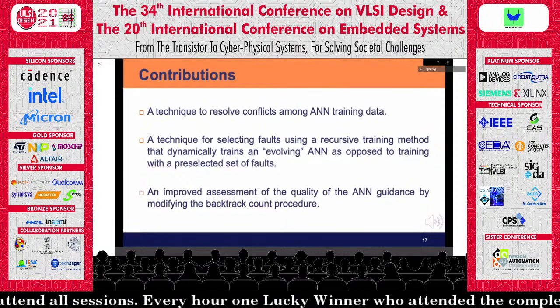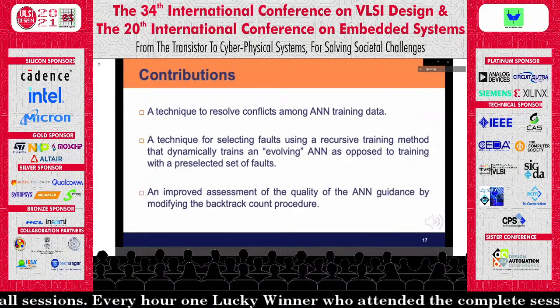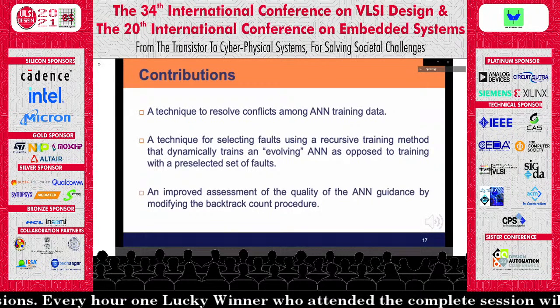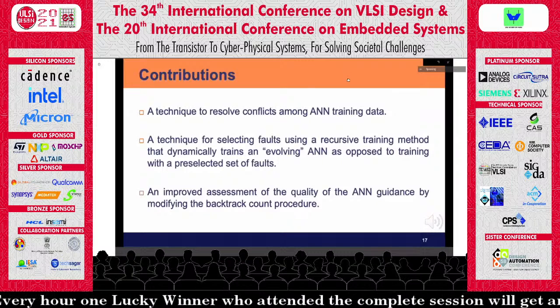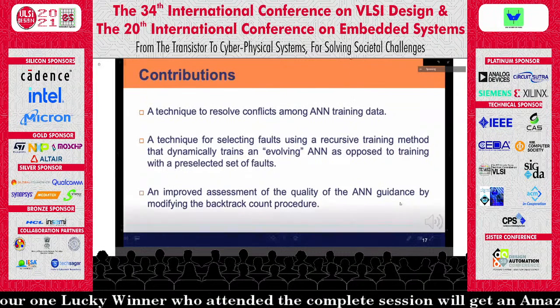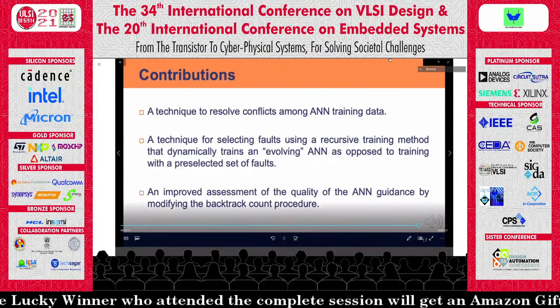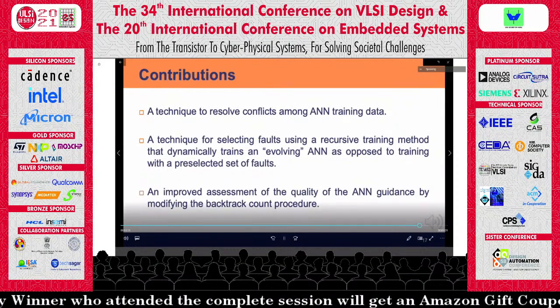And thirdly, an improved assessment of the quality of the ANN guidance by modifying the backtrack count procedure. I count backtracks only for the faults that are detected or found redundant. Earlier work in our ITC study also included backtracks from aborted faults, which distorts the count.